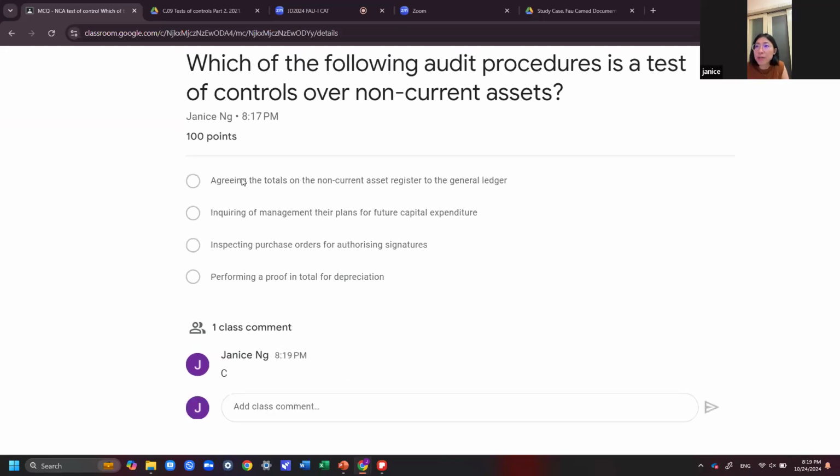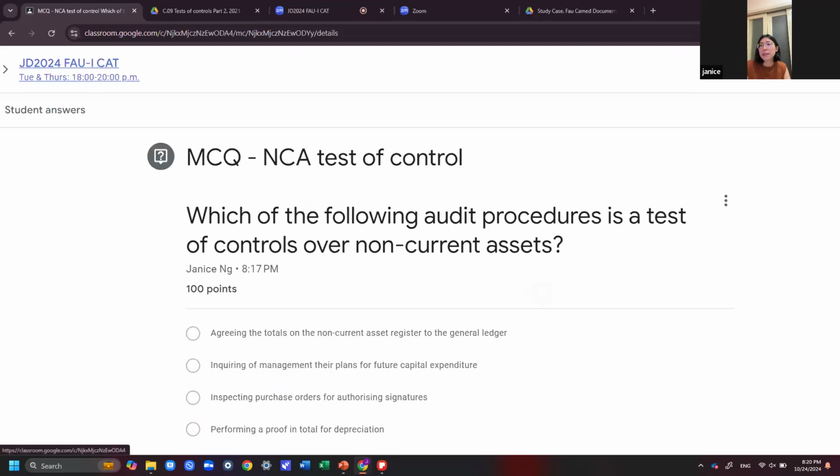The first one here, if we're agreeing totals, we're looking at the numbers itself. This is a substantive procedure. Same thing as the last one. Performing a proof in the total for depreciation. So we're recalculating, we're looking at numbers, we're looking at the calculation, the amount. So this is also a substantive procedure. And if we ask about their future plan of expenditure, this is more for subsequent events, which we're going to talk about during the completion stage. And that is also not related to controls. Okay, very good.